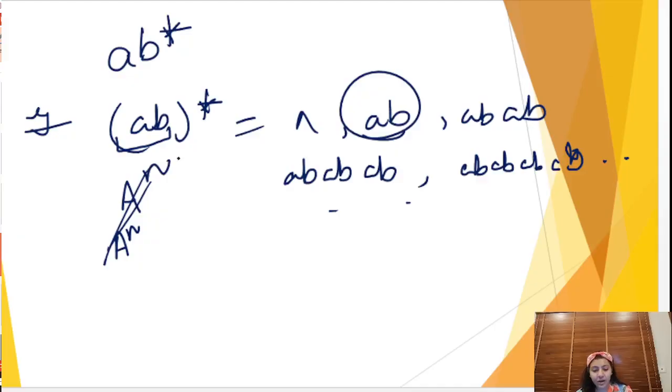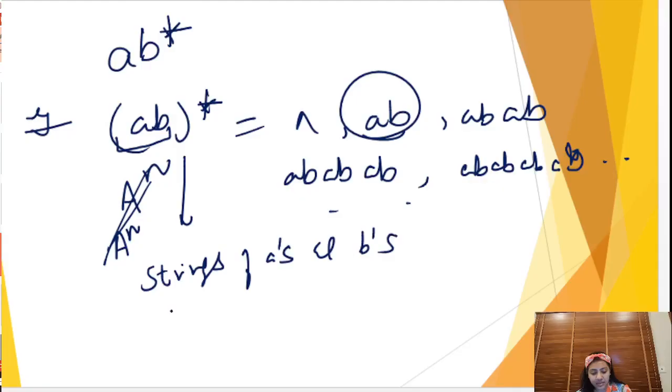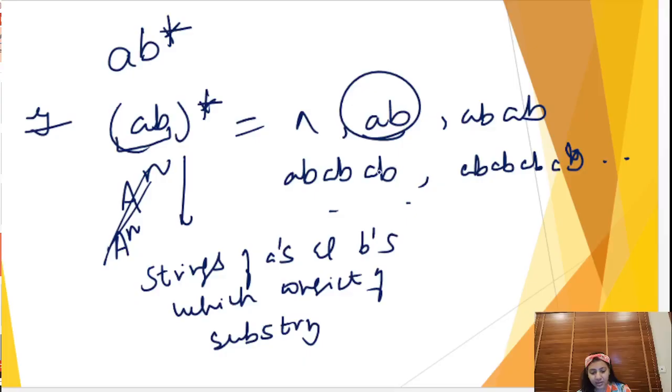So if I try to identify the language of this, the language will be strings of A's and B's which consist of the substring AB, right? So we can see here there is one substring of AB, here there are 2, here there are 3, here there will be 4, then 5, 6 and so on.